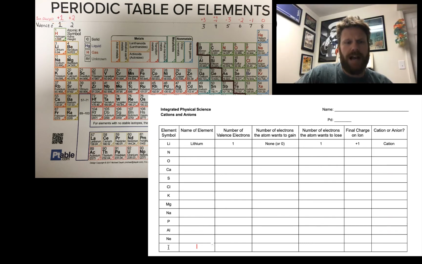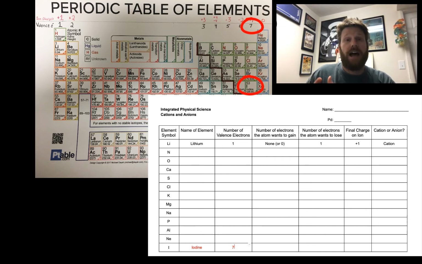Let's jump to the bottom of the table and work through the last two examples. If you find I on your periodic table, you'll see it's in group 7. It is iodine. To get the valence electrons, all you have to do is look at the column heading. Anything in group 7 has 7 valence electrons. It's only 1 electron away from having 8. So that should help you with the next two columns.